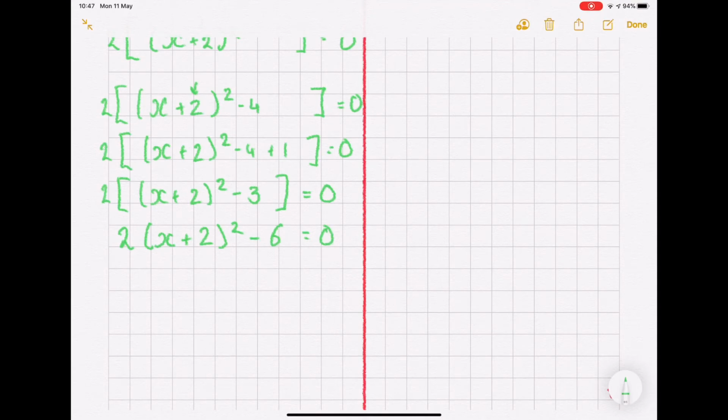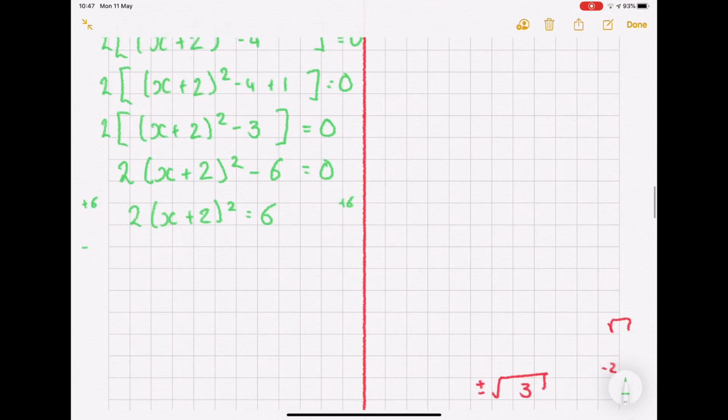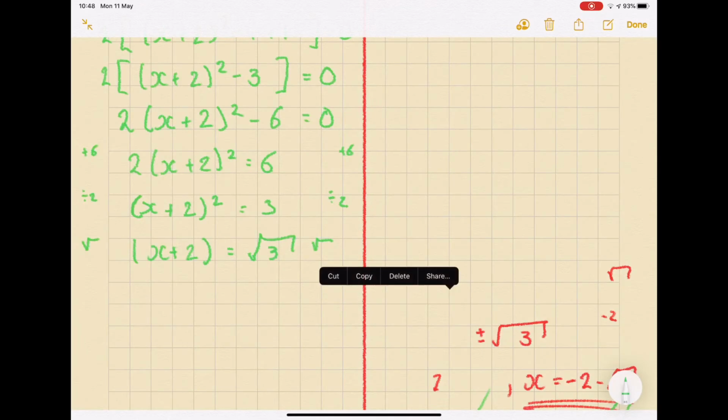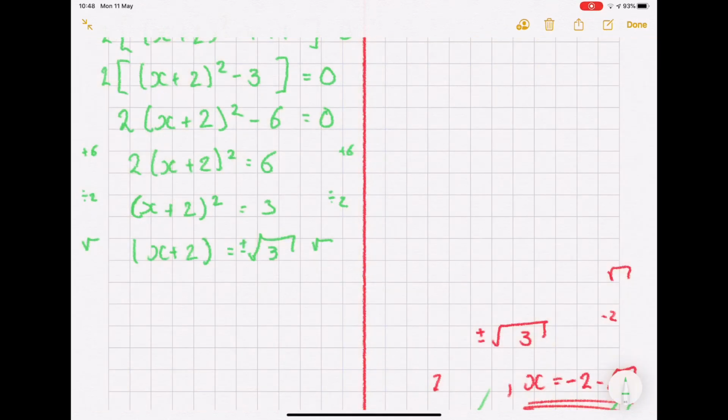So now we've completed the square. What we can do is solve. I'd add 6 to both sides to give us 2x plus 2 all squared equals 6. Now, to get rid of this times by 2, we need to divide by 2. So divide both sides by 2 to give us x plus 2 all squared equals 3. To get rid of the squared, we need to square root. So x plus 2 equals plus or minus the square root of 3. We don't need these brackets here.